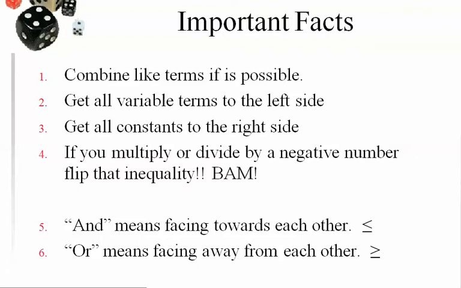The bottom two are just so you understand. If you see a less than or equal to symbol, it's the same thing as saying "and" in between two separate equations. And when you're done graphing, those two things would be facing towards each other. And if it's a greater than or equal to, that's "or". And on a number line, those would be facing away from each other.